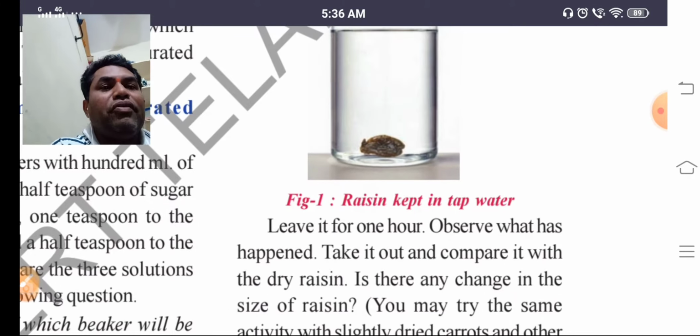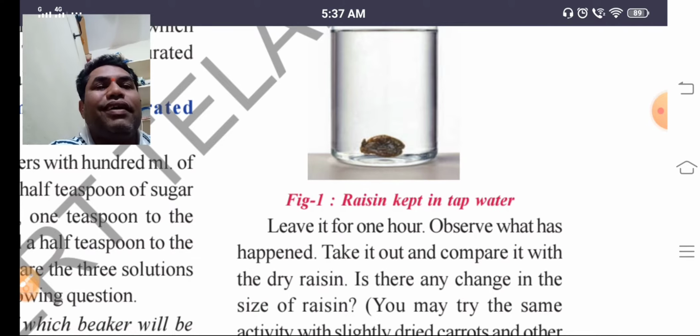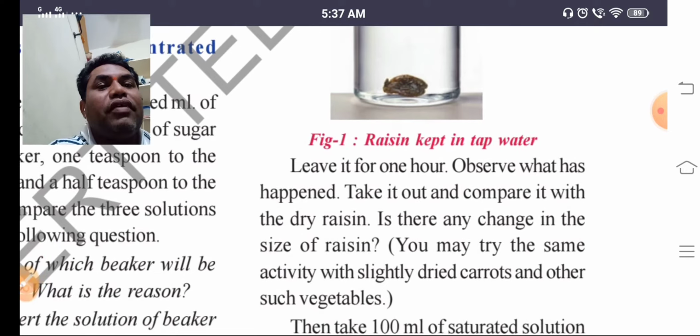So we have to take the beaker, pour 100 ml of water and leave the kismis or raisin in it. Leave it for 1 hour. After 1 hour, observe what has happened. Take it out and compare it with the dry raisin. Is there any change in the size of the raisin? You may try the same activity with slightly dried carrots and other such vegetables.